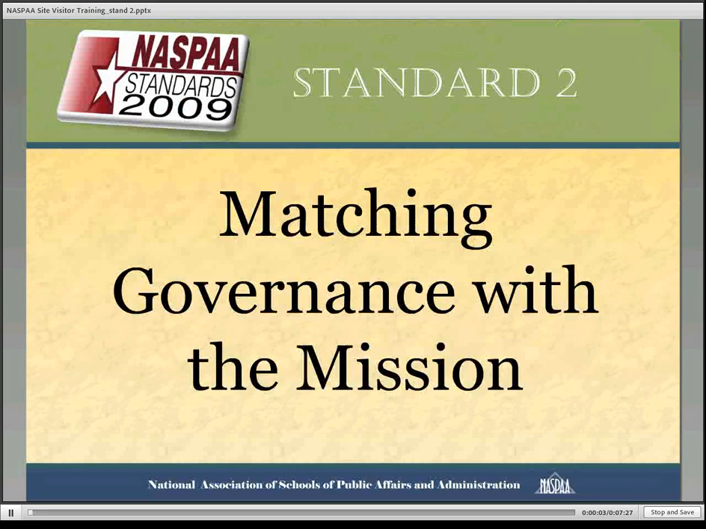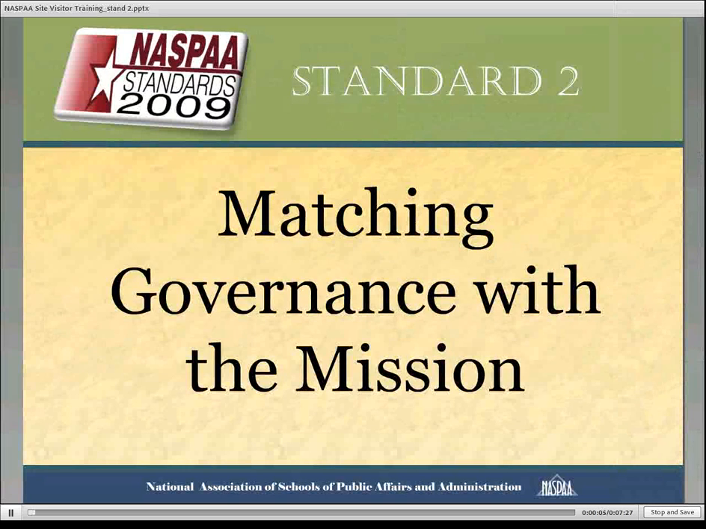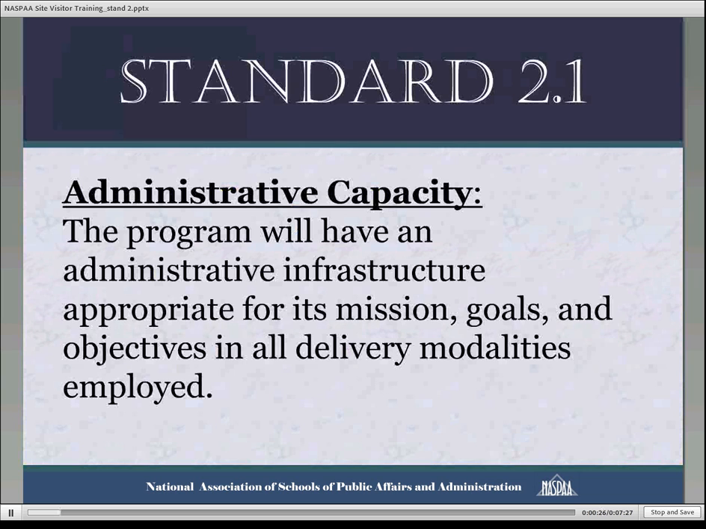Standard 2 of the 7 standards with regard to national accreditation has to do with matching governance with the mission. As you previously learned, mission is the central component to understanding and evaluating program outcomes. In this standard, we're trying to assess whether or not the program is matching its governance process with its mission. There are 2 components to this standard.